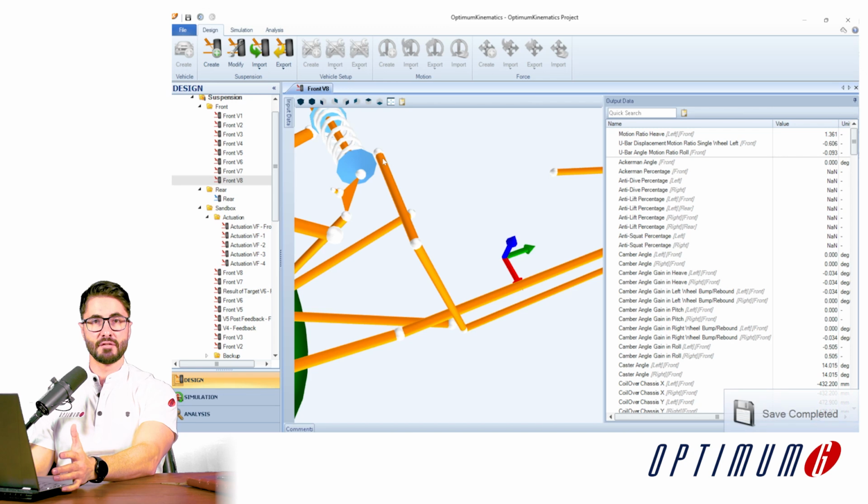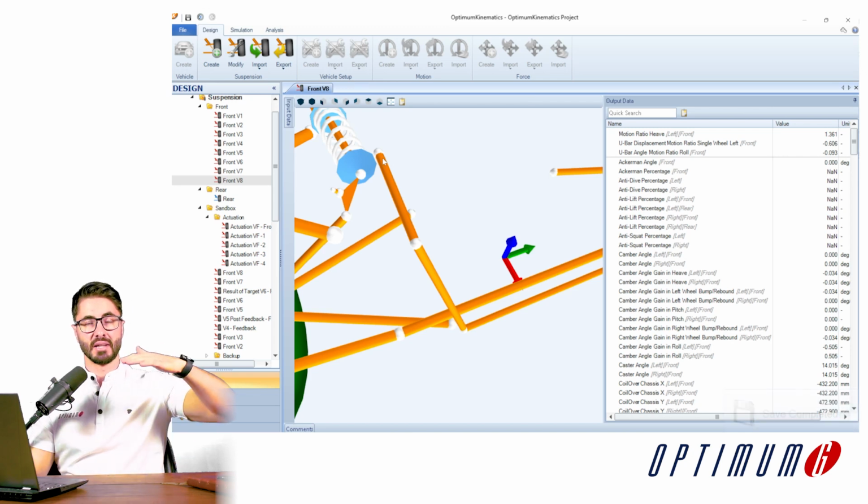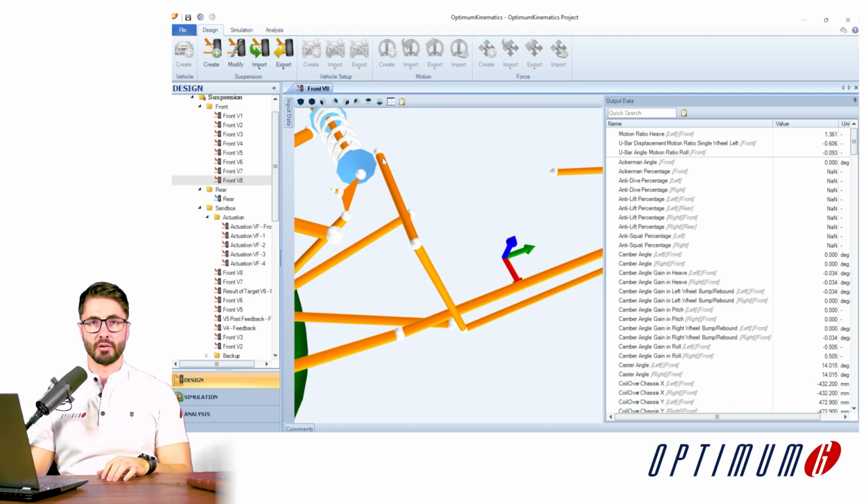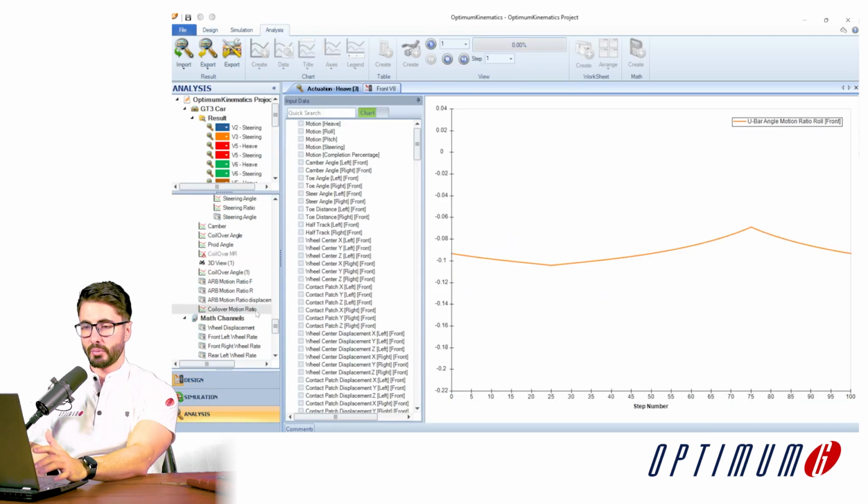Now that we are relatively done with the static motion ratio, we are going to go for the motion ratio variation. Again, sometimes even more important than the static number is the variation that we get. For that, I'll run a heave simulation to understand, at different vehicle heights, how are we changing the anti-roll bar motion ratio. And now with the results ready, we can plot them.